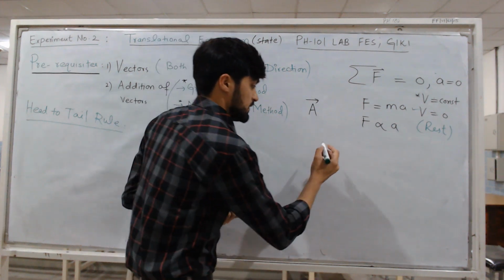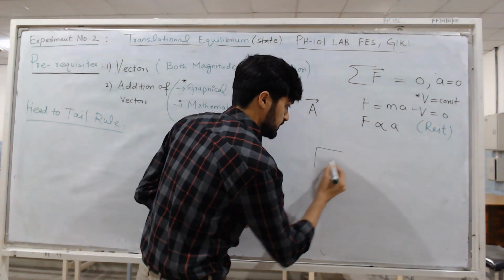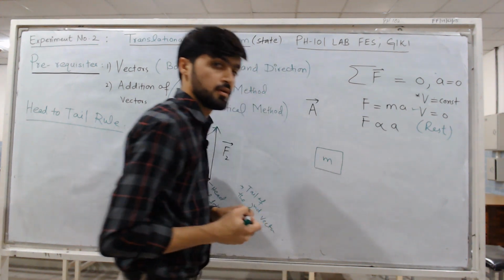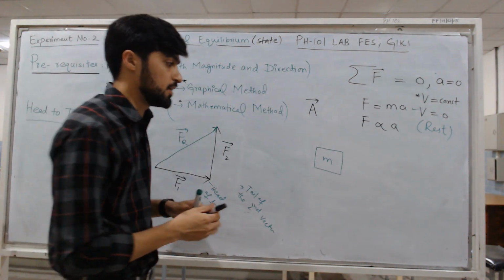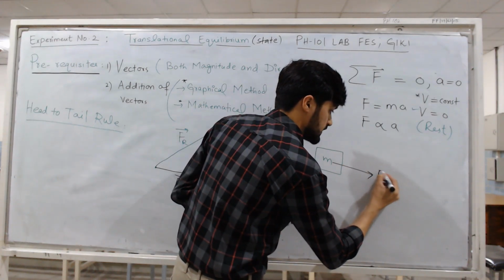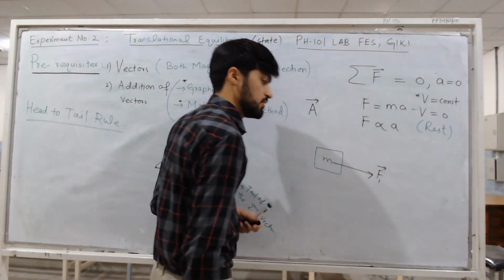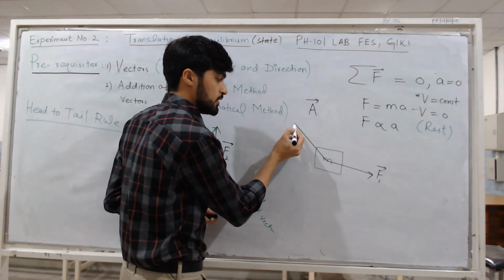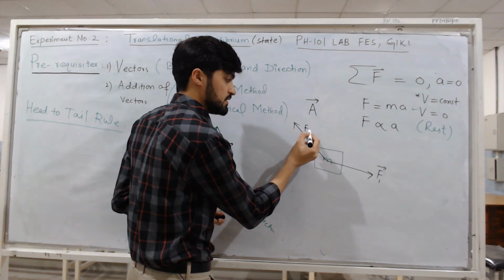Let me give you a very simple example. Let's say this is a body of mass m. So there are certain forces acting on this body. Let's say this is F1 force acting on this block of mass m in this direction, and this is F2 acting on this block of mass m in this direction.